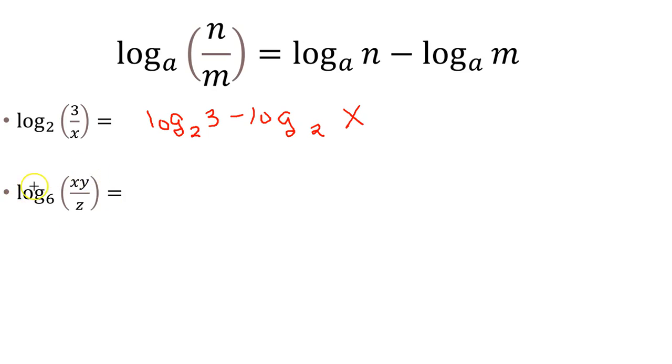Now our next example is a little bit more complicated, because we have a pair of things being multiplied and we have one being divided. So we're going to say log base 6, and we can break up our product using addition. So log base 6 of x plus log base 6 of y, minus log base 6 of z.